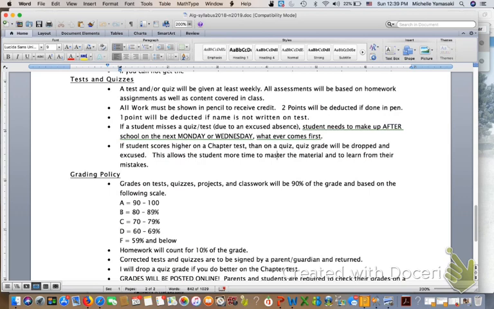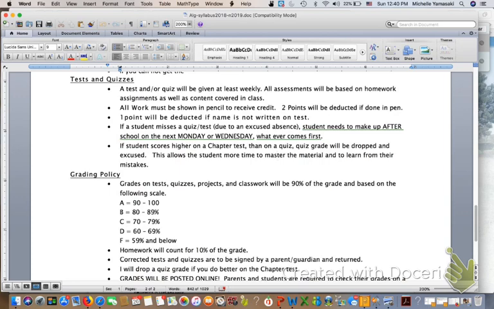The grading scale we use is 90 to 100 is an A, 80 to 89 is a B, 70 to 79 is a C, 60 to 69 is a D, and the only time I round is on a final report card, and that would be if a student has 89.5 or higher, I will round up to the A, or 79.5, I will round up to the B. At 88%, I will not round. Homework counts for 10%. Tests, quizzes, and projects are 90%.